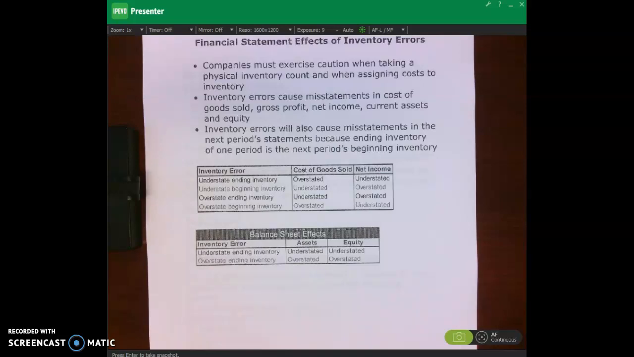So if you mess up ending for 2019, guess what? Beginning for 2020 is also messed up. That's why when we were saying at the beginning of chapter 6, you need to be really careful when you do these end of period inventory accounts. You have multiple counters and count it a couple times. Okay, make sure it's right.